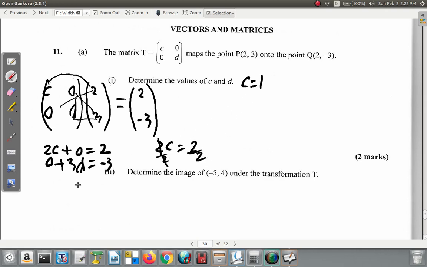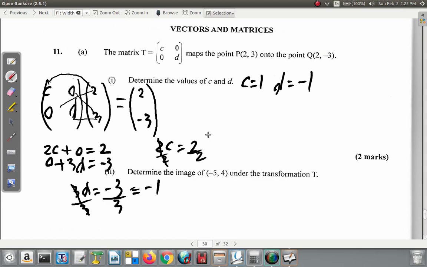3D is equal to negative 3. So, 3 times D is equal to negative 3. You know, 3 times negative 1 gives you negative 3. Or you could divide both sides by 3. Negative 3 over 3 is negative 1. So D is equal to negative 1.